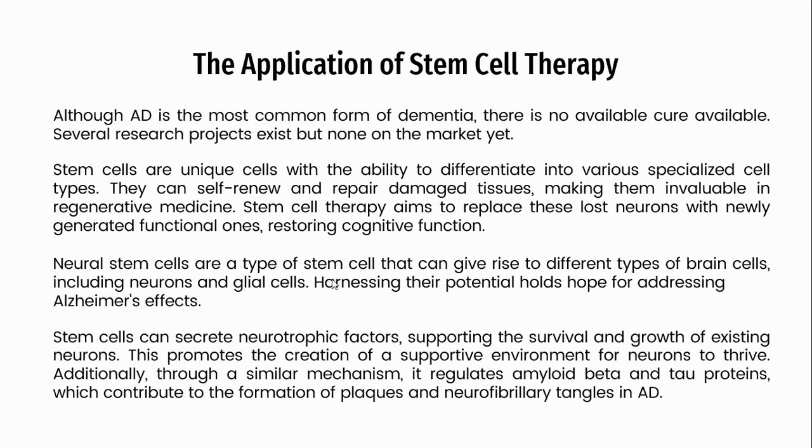So neural stem cells are a type of stem cell that can give rise to different types of brain cells, including neurons and glial cells. And harnessing the potential holds hope for addressing Alzheimer's effects. Stem cells can secrete neurotrophic factors, supporting the survival and growth of existing neurons. So this promotes the creation of a supportive environment for neurons to thrive. Additionally, through a similar mechanism, it regulates amyloid beta and tau proteins, which contribute to the formation of plaques and neurofibrillary tangles in Alzheimer's disease.